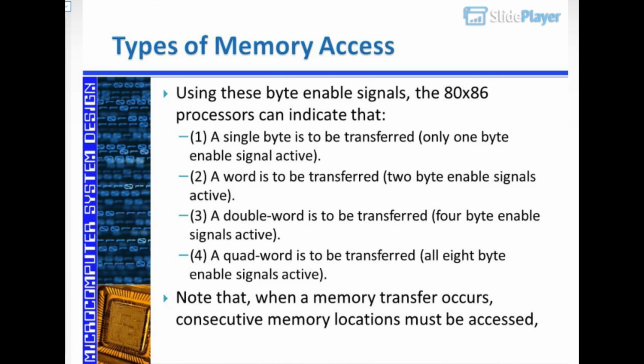Types of memory access. Using these byte-enable signals, the 80x86 processors can indicate that: 1. A single byte is to be transferred, only one byte-enable signal active. 2. A word is to be transferred, two byte-enable signals active. 3. A double word is to be transferred, 4 byte-enable signals active. 4. A quad word is to be transferred, all 8 byte-enable signals active. Note that, when a memory transfer occurs, consecutive memory locations must be accessed.